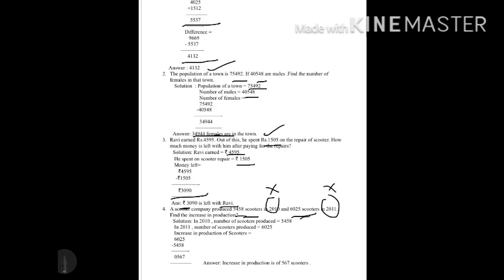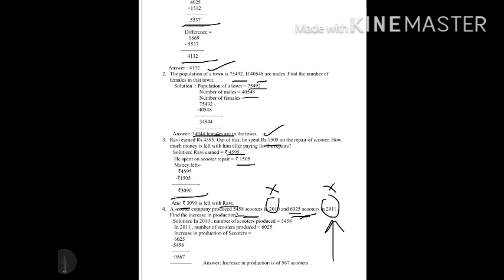Now find the increase in the production. It means one year they produce this much and the other year they produce this much. So what is the increase? You can see there is a difference in the number. The second number is bigger than the first number, so that means there is an increase in the production. Okay, production is increased, raised.